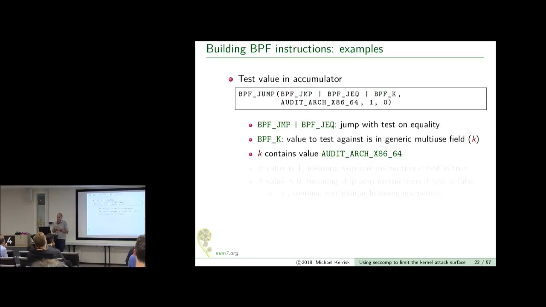Alrighty, let's try another instruction. BPF Jump. This is a jump instruction. The kind of jump we're doing is a jump testing on equality. Is the value in the accumulator equal to a certain value? What value? Well, the value is taken from the operand. That's what the BPF K part is saying. So is the value in the accumulator equal to the value in the operand? And what's the value in the operand? It's this thing, the constant for the architecture x86-64. And then if that test is true, we're going to jump forward 1 instruction. In other words, skip the next instruction. Otherwise, we're going to jump forward 0 instructions. Do the very next instruction.